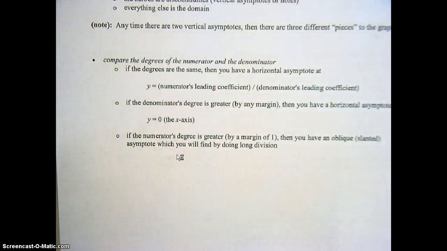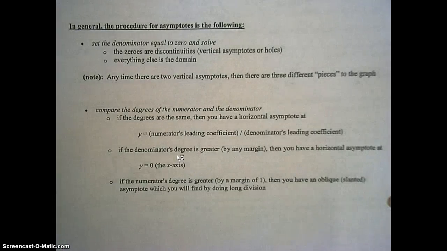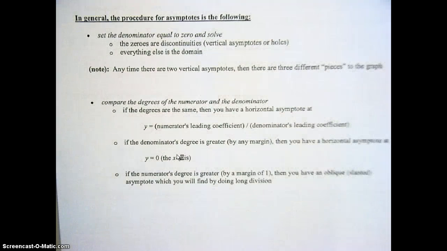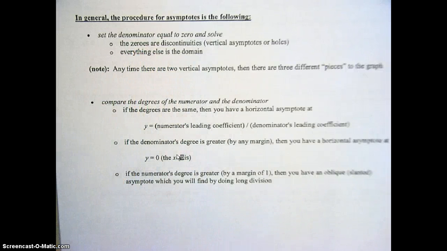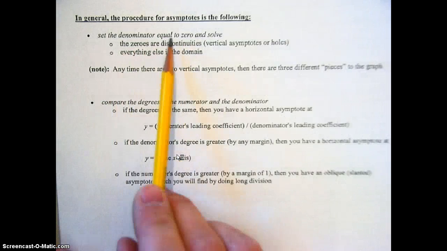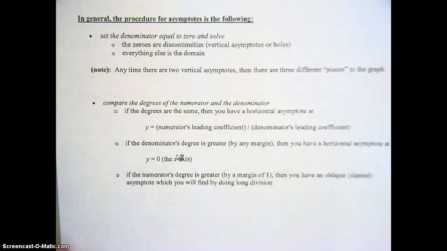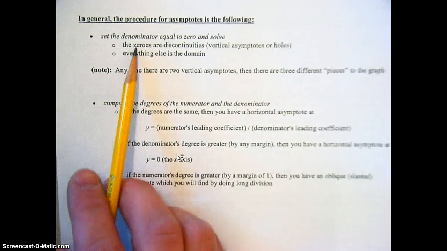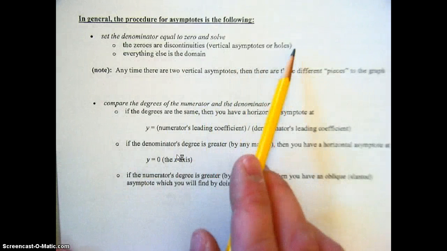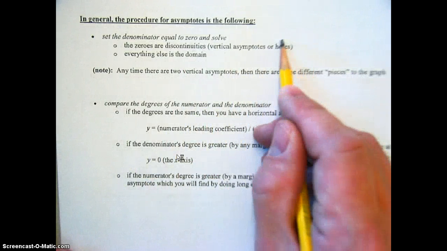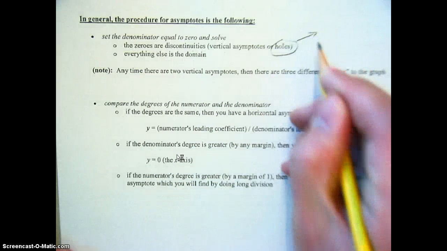Okay. So, let's take a look at the back. This kind of summarizes all asymptotes. In general, the procedure for finding asymptotes is the following. Okay, when we're dealing with our x asymptotes, our vertical, set the denominator equal to 0 and solve. The zeros are discontinuities. They're either vertical asymptotes or holes. Remember, holes are removable. They're things we cancel out.